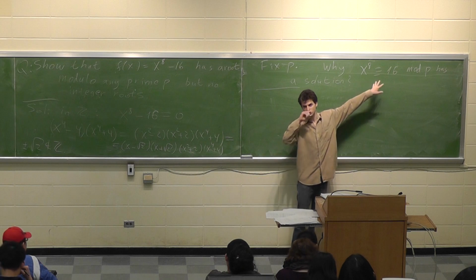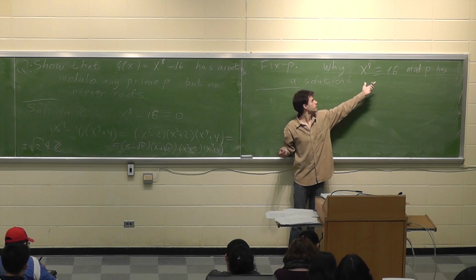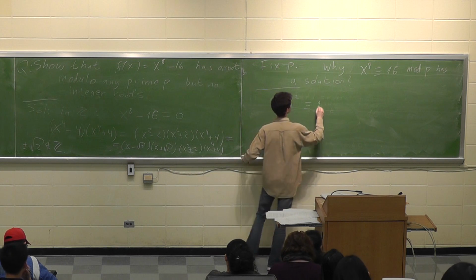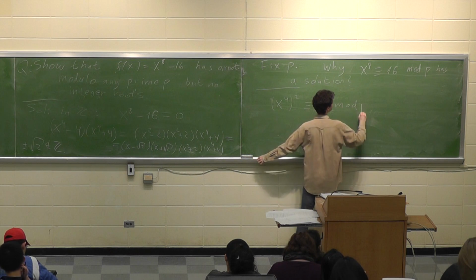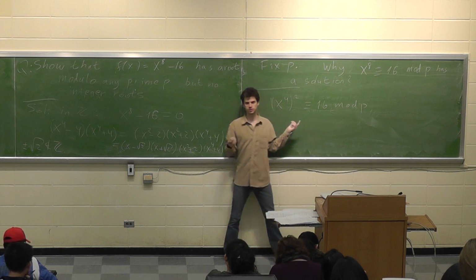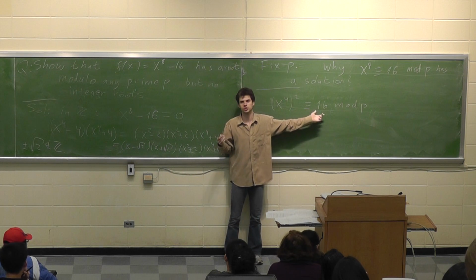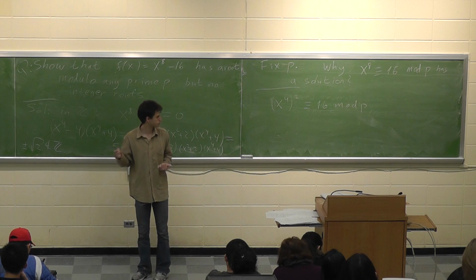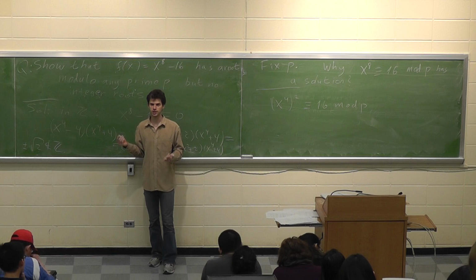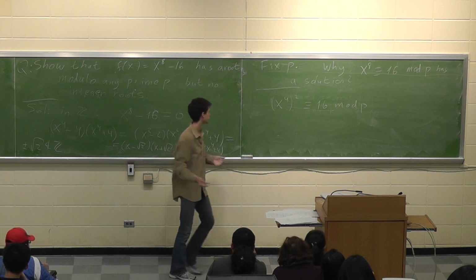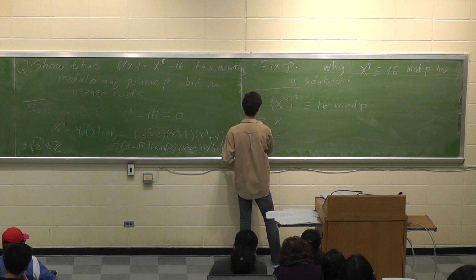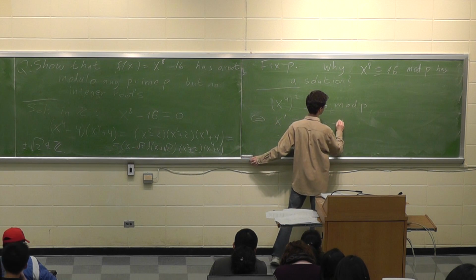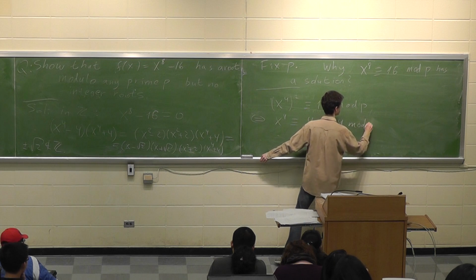So this question, we can rewrite it as x to the power 4 squared is congruent to 16 modulo p, and we know that only two numbers, once you square them, give you 16 modulo p. The quadratic equation y squared is congruent to 16 modulo p has only two solutions, plus and minus 4. So it is the same as x to the fourth is congruent to 4 or negative 4 modulo p.